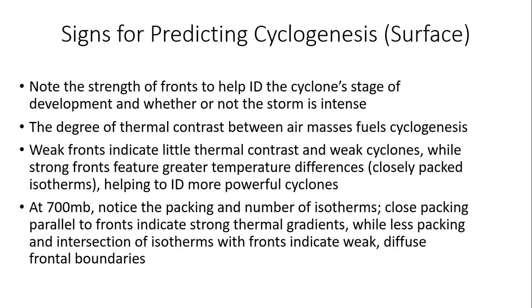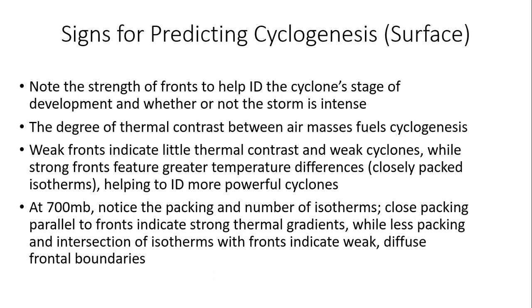The degree of that thermal or temperature contrast between the air masses is huge for fueling cyclogenesis. Weak fronts indicate very little thermal or temperature contrast and weak cyclones, while much stronger fronts feature greater temperature differences, closely packed isotherms, lines of equal temperature, helping to identify more powerful cyclones.